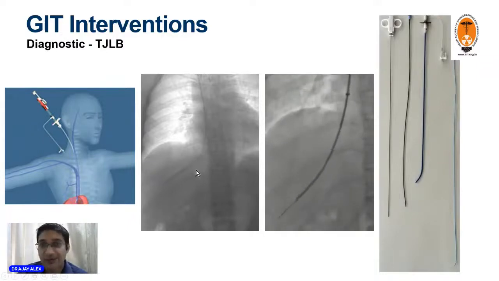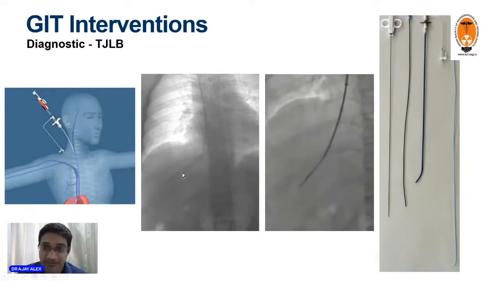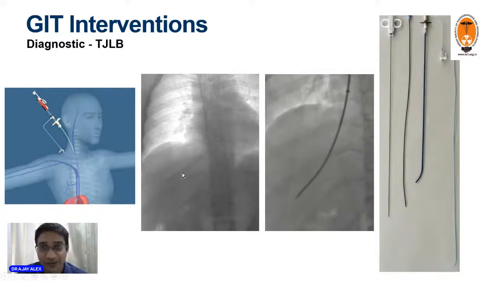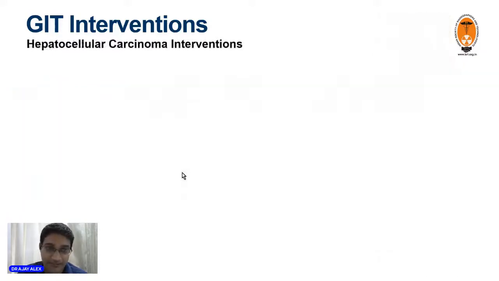Now, in this also there will be bleeding, but the interesting fact is that whatever bleeding is occurring will actually occur into the hepatic vein. That is, whatever bleeding is occurring goes back into the circulatory system, with the result that the patient will not have any Hb drop or any hemodynamic compromise.